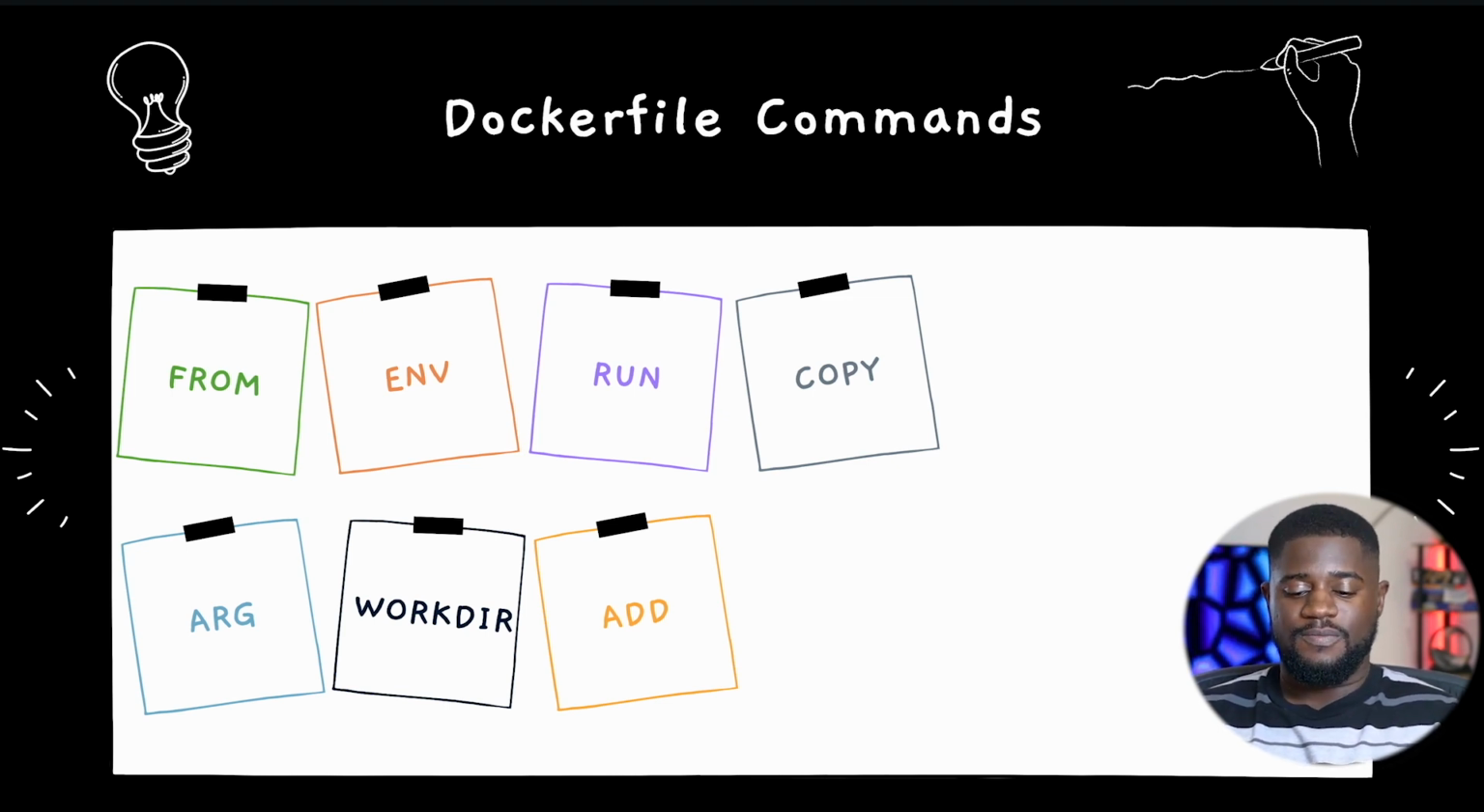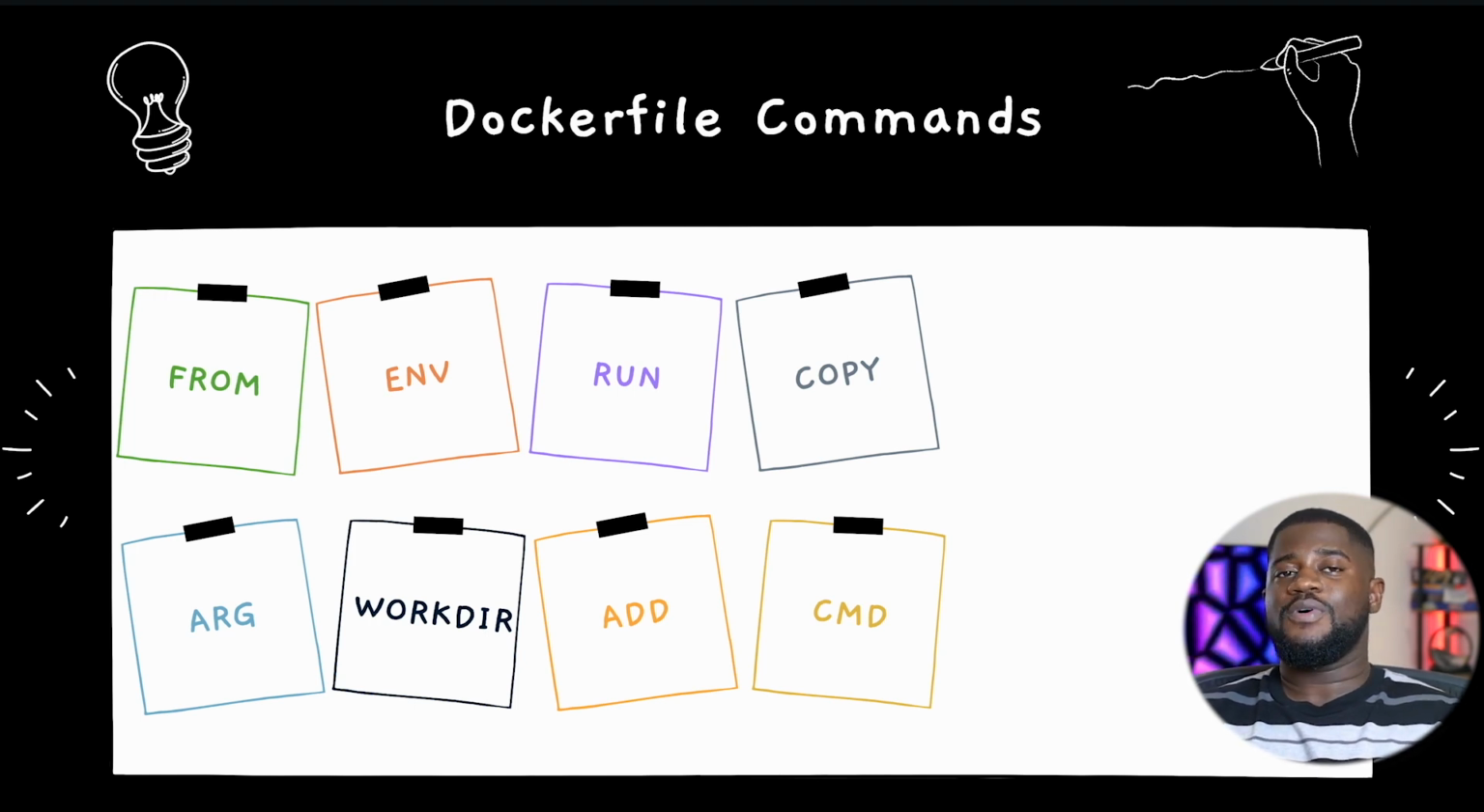Next, we have the CMD instruction, and this basically provides defaults for executing a container. So it basically allows you to set the default command and parameters that will be executed when you start your Docker container. For example, a command to run a bash script or a Python application. And the CMD can also be overridden by providing command line arguments when your container starts.